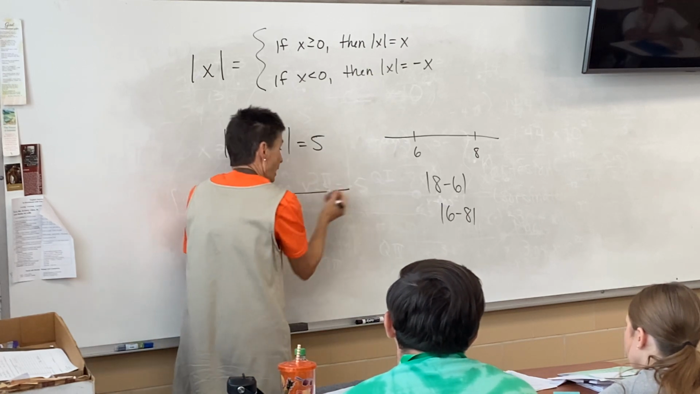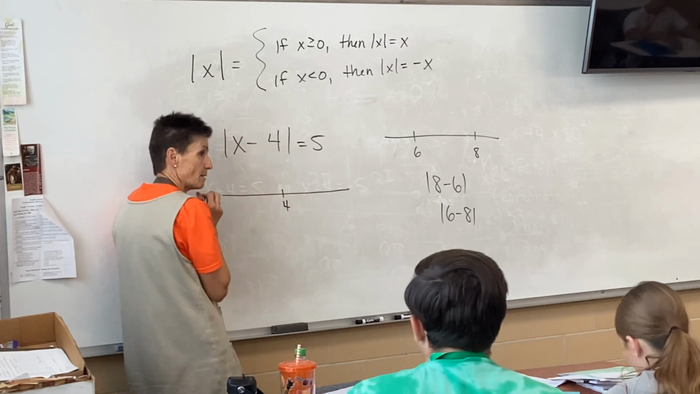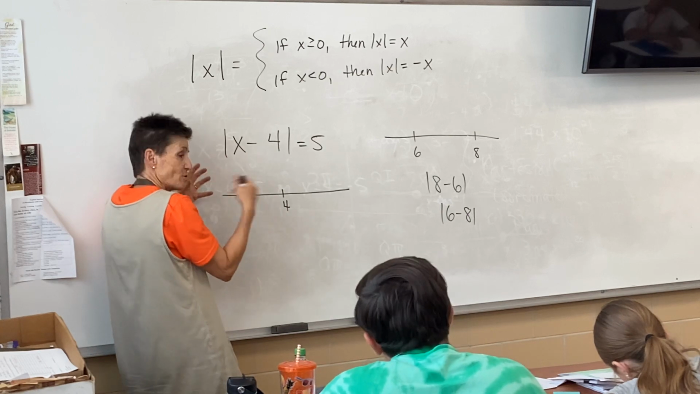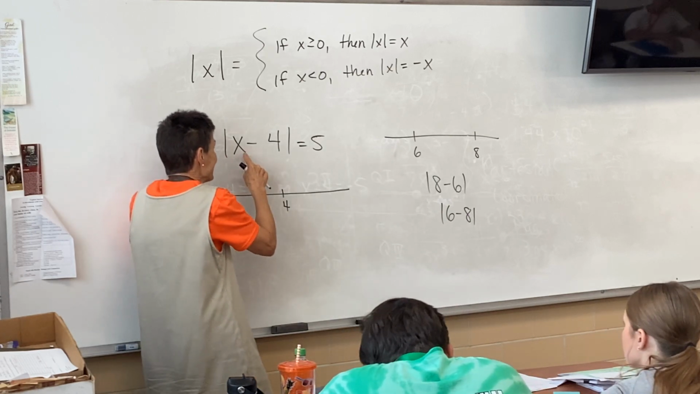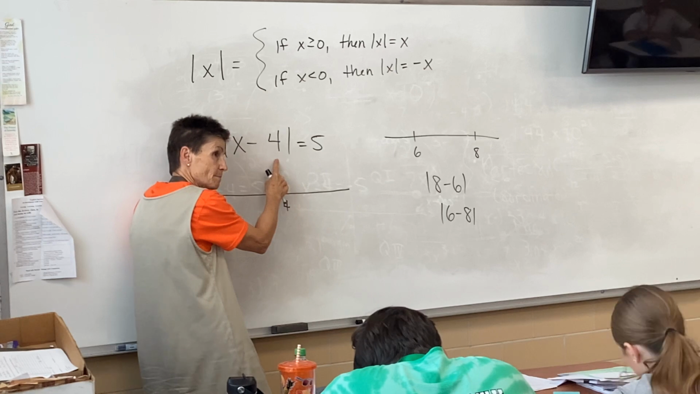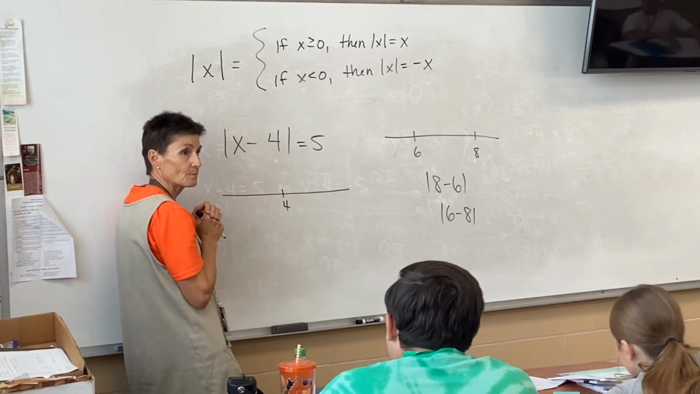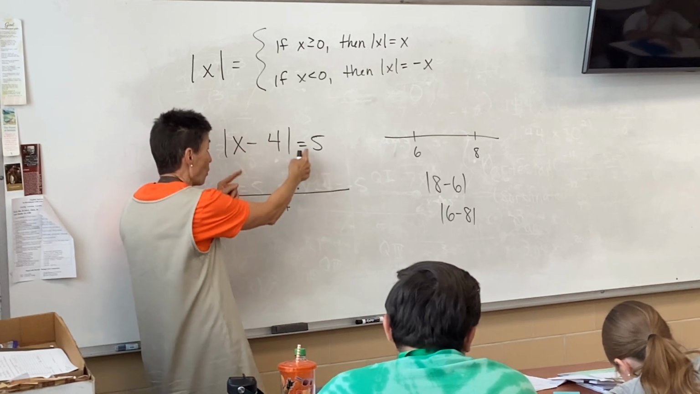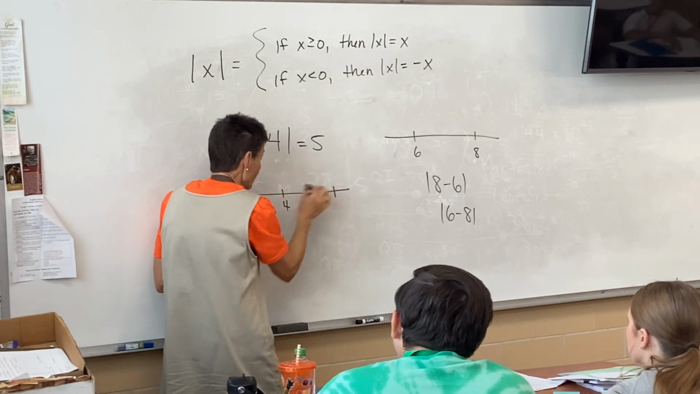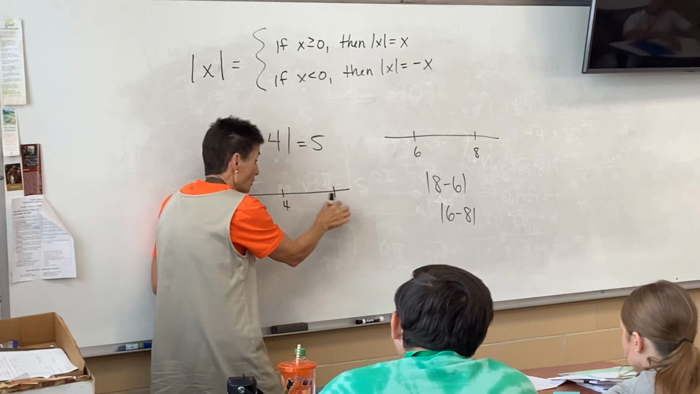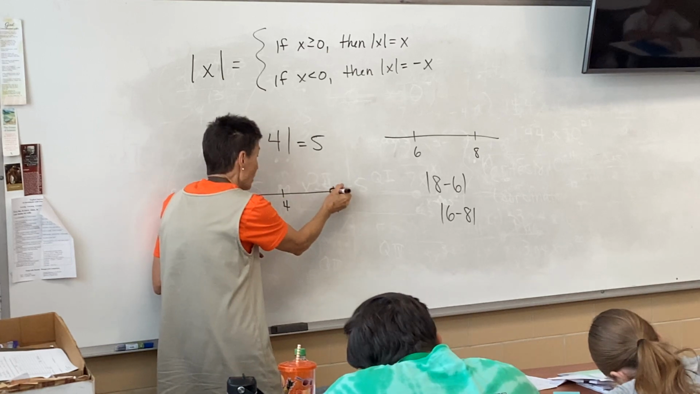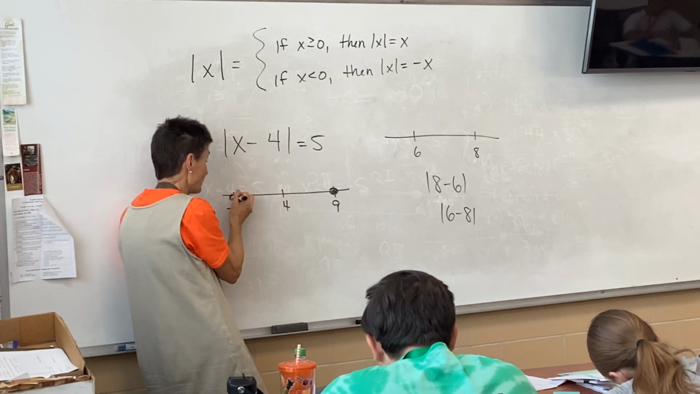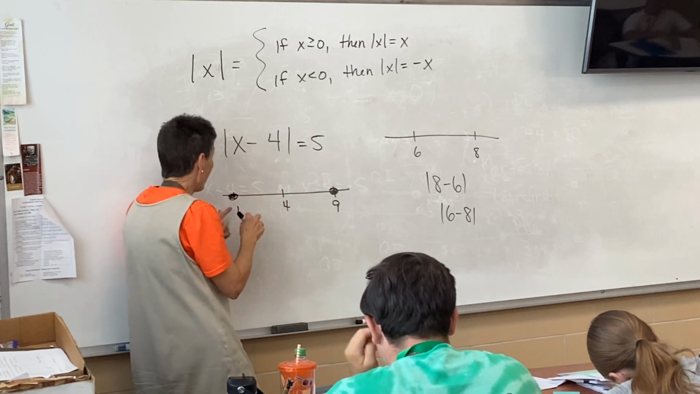So I'm going to draw my number line. I'm going to put my 4 right here. And all I know is that there's a number out there, and its distance from 4 is 5. That's what this says. My number's distance from 4 is 5. So that number could be 5 units this way, which would make it 9. Or it could be 5 units this way, which would make it -1. So the answers to the problem are -1 and 9.